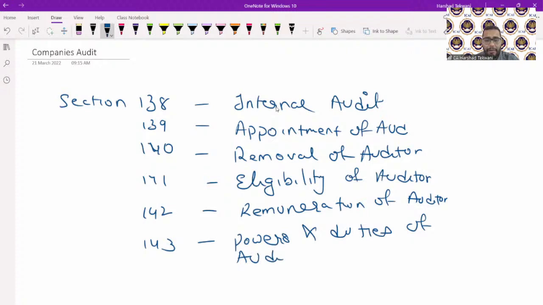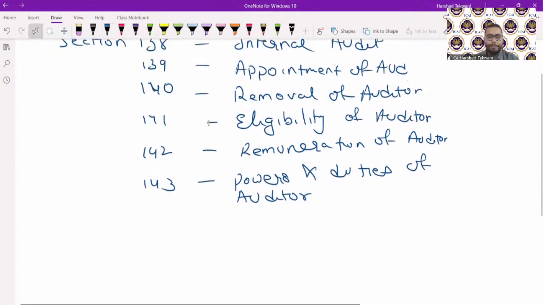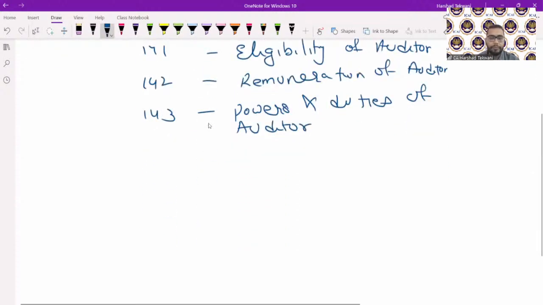When I say powers, I mean the rights of the auditor, and duties means the areas on which the auditor is required to report. So it's the powers and duties of the auditor, and a very important section, the most important, which we'll be discussing in more detail. Then 144, we already discussed in some of the previous lectures. Remember, auditor not to render certain services, like management consultancy services? We discussed that, remember?